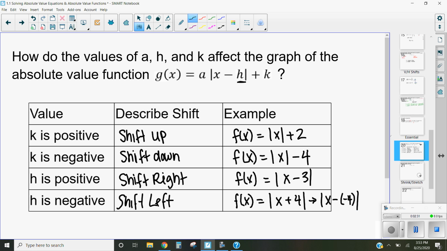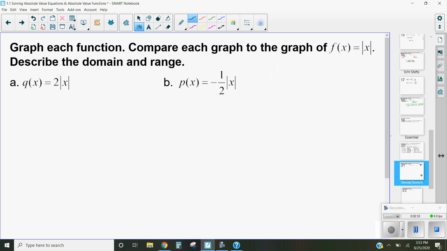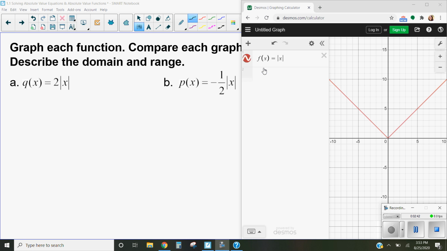Now, let's talk about a and see what happens. We are going to be looking at how these compare to our parent function. So let's open up Desmos and take a look. So here we are in Desmos. Remember that the red function there is our parent function, the absolute value of x.